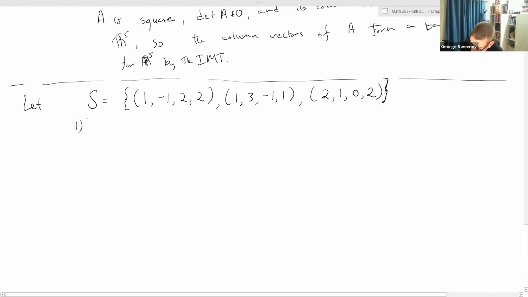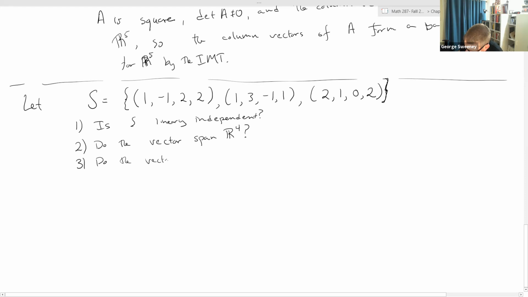One, is S linearly independent? Two, do the vectors of S span R3 or R4? Excuse me. Three, do the vectors form a basis for R4?